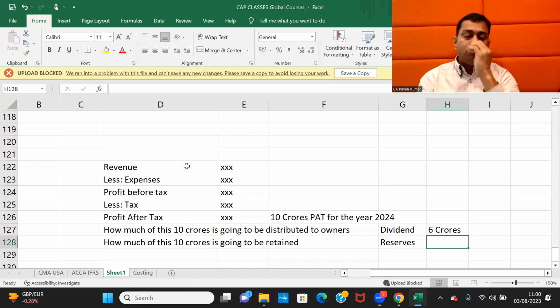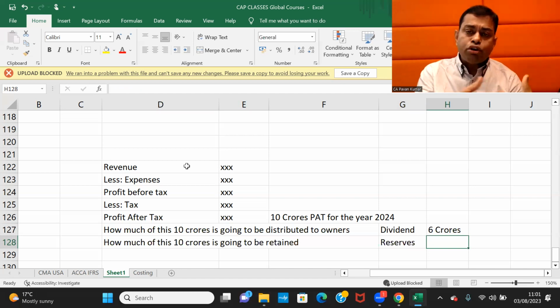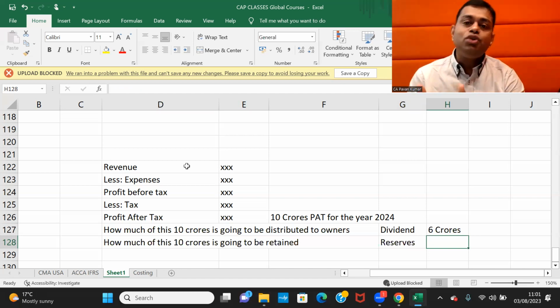If I have, say, for example, 1,000 shares, this 6 crores will be divided among them, like a partnership firm. You and I did a business. We earned 1 crore. You are 50% partner, I'm 50% partner. So at the end of the year, if 1 crore profit is there, you'll take 50 lakhs, I'll take 50 lakhs, no? Correct? That is distribution of profits.